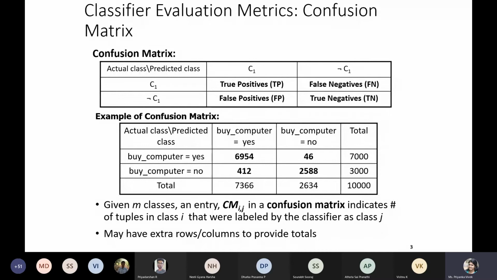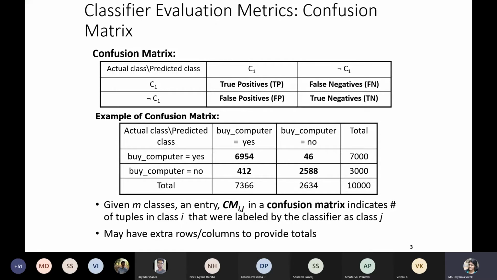The model predicted altogether 7366 as yes, and the model predicted a total of 2634 as no. That's how we have to identify. In the same way, in the data set we actually had 7000 as the class yes and 3000 as the class no. This is how we get the totals in our confusion matrix. Then we identify true positive, true negative, false positive, but we need to identify those sums as well, just to understand. So this is how our confusion matrix is.